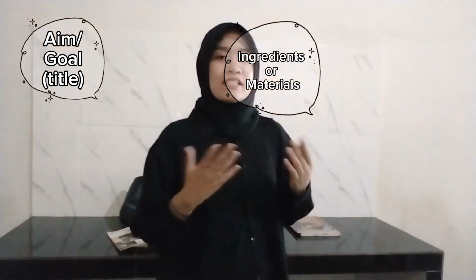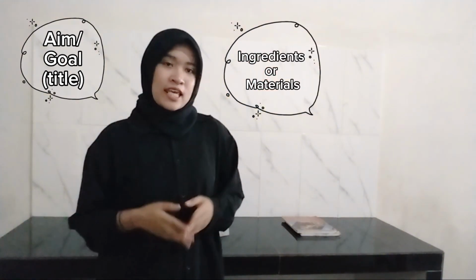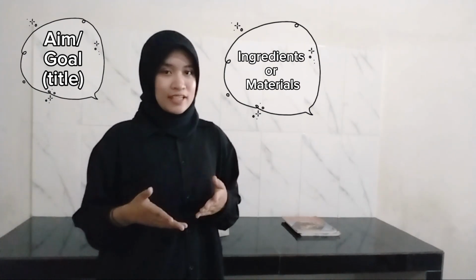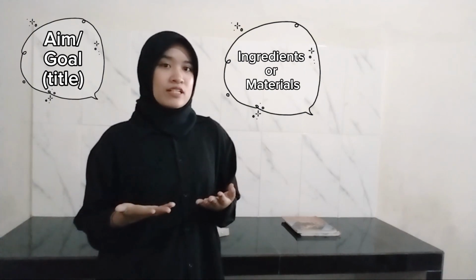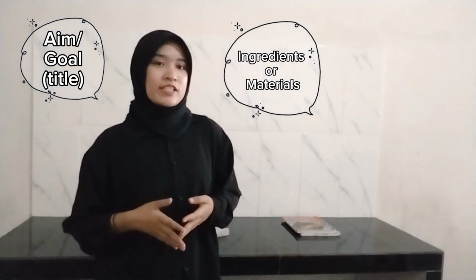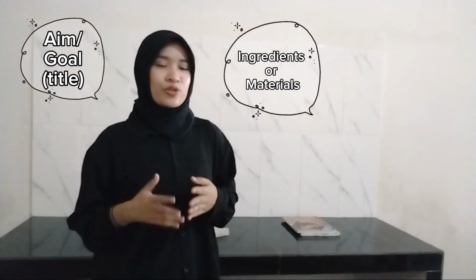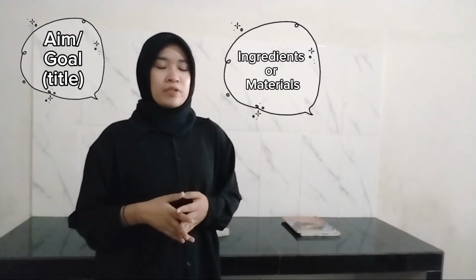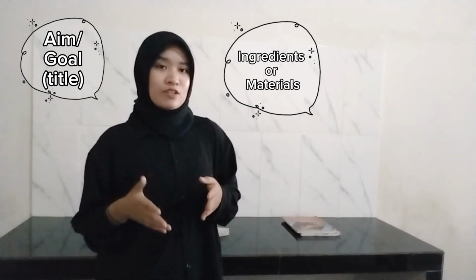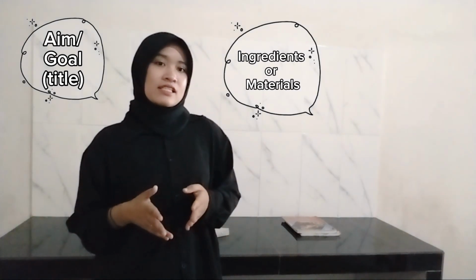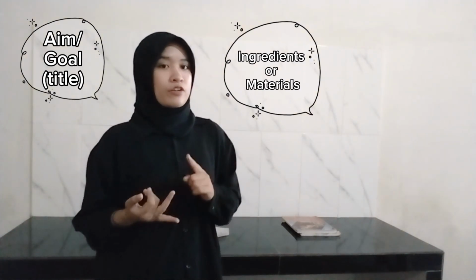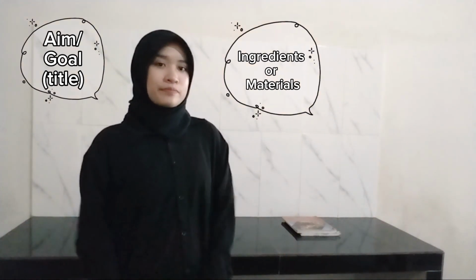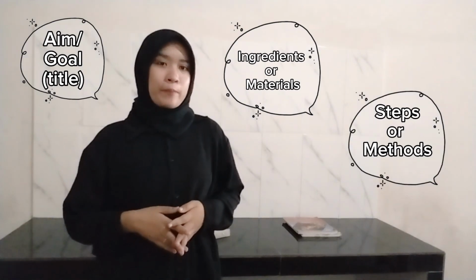And the second is ingredients or materials. Here, you are required to write the ingredients or materials. Writing ingredients or materials is useful for explaining the ingredients or tools used to make something in a procedure text. For example, in how to make a dalgona coffee, the ingredients are sugar and coffee, and the tools are a spoon and a glass. And the last is steps or methods.